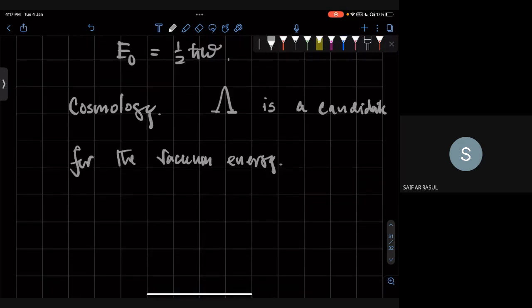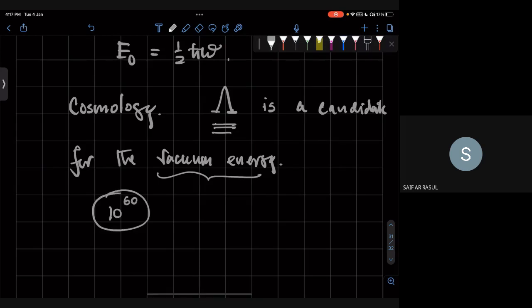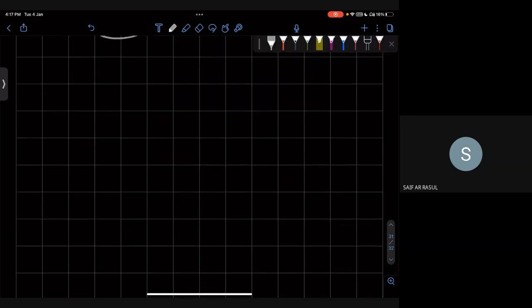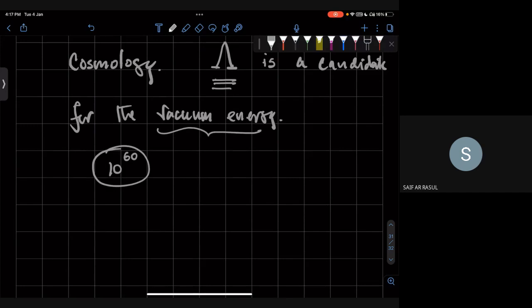But there's a problem. The cosmological constant that we observe in the universe is tiny, whereas the vacuum energy predicted by the standard model of quantum field theory is 10 to the power 6 times larger. This is, in some sense, one of the biggest unsolved problems in theoretical physics right now. So, why is the vacuum energy so small? Any more questions before we move on?